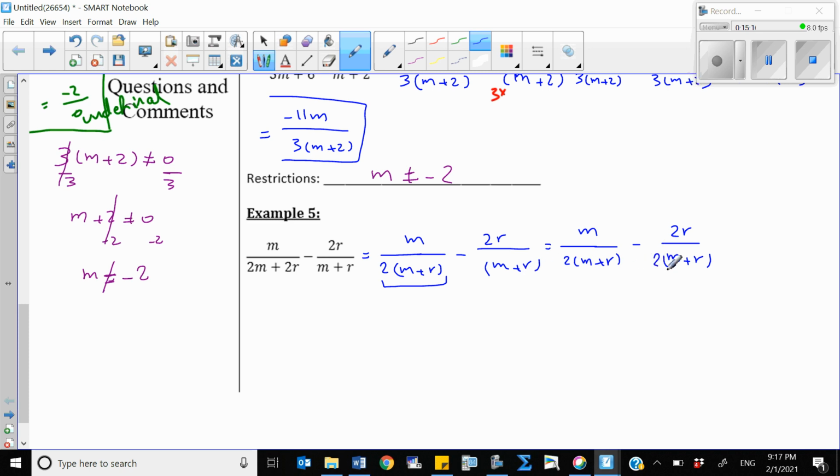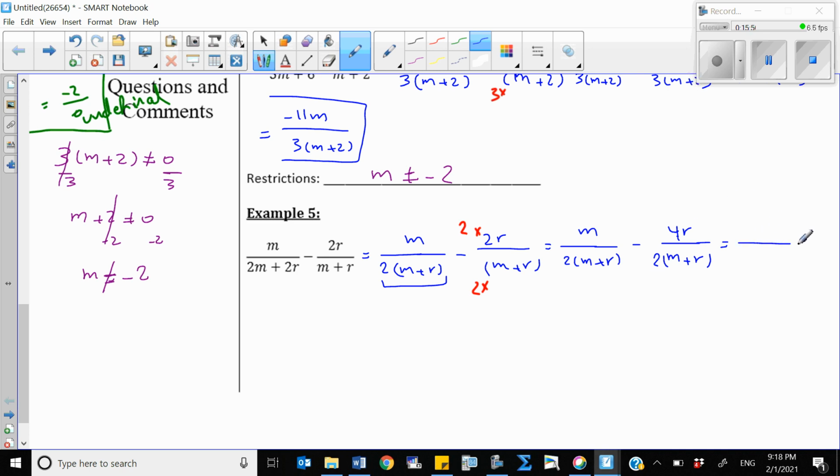So what did I do to this denominator? I multiplied by 2. I'm going to do the same thing to the top as well. So this one will be 2 times 2r, which is 4r. So we found the common denominator and changed both fractions in a way that we have the same common denominator. This is what we have.